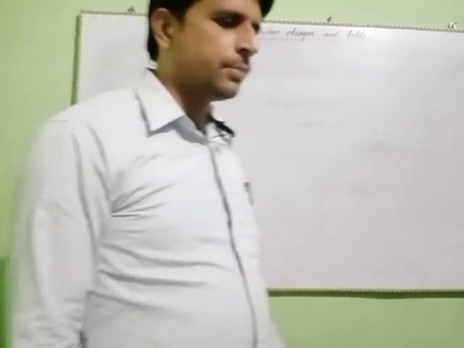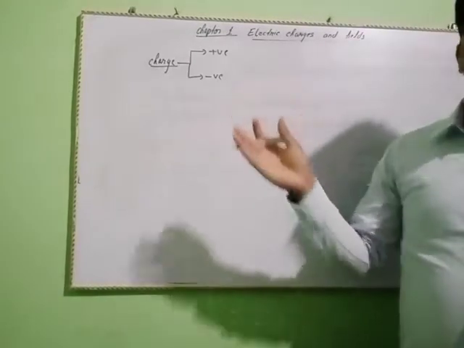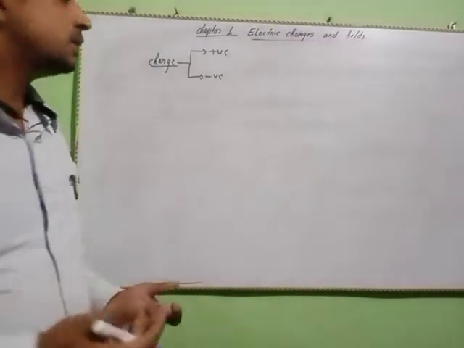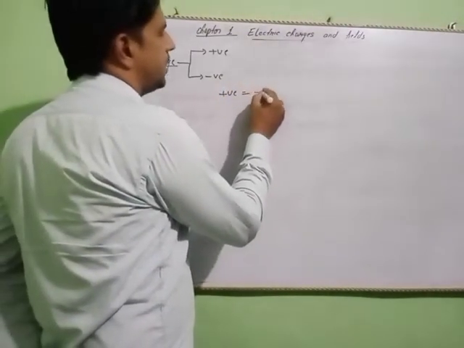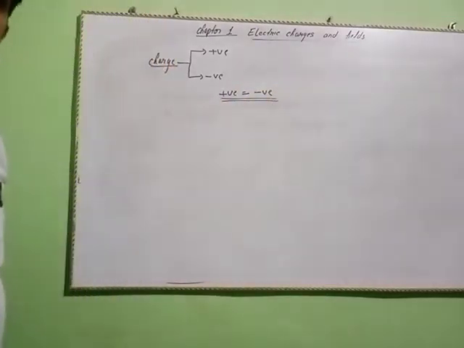When the number of positive charges becomes equal to the number of negative charges, that condition is said to be the neutral condition.